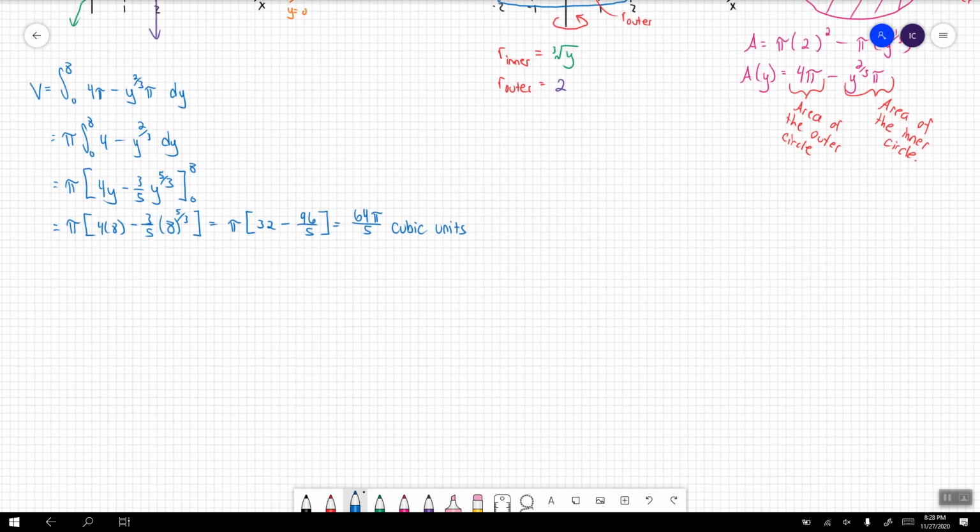Now, let's up the ante just a little bit more, and let's see if we can figure some of these out. We're going to do an example where we are either going to rotate about the x or the y axis, but there's going to be an added catch to this. So let's follow along with this problem.